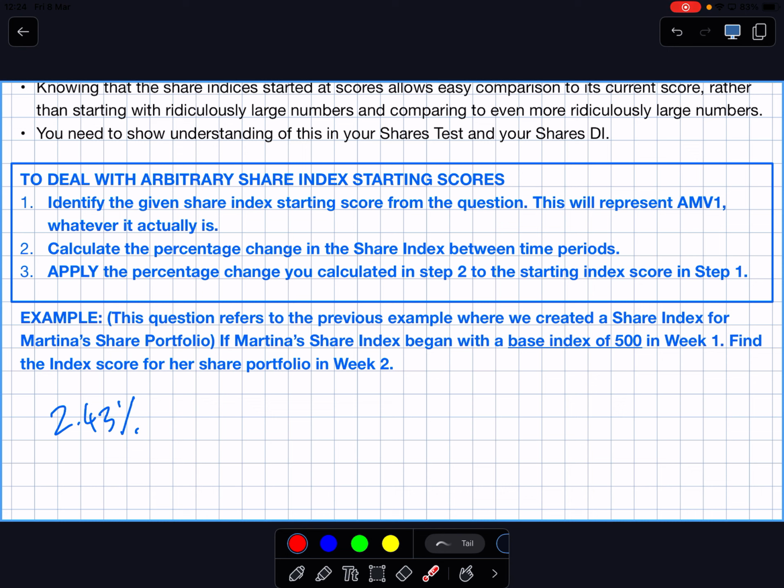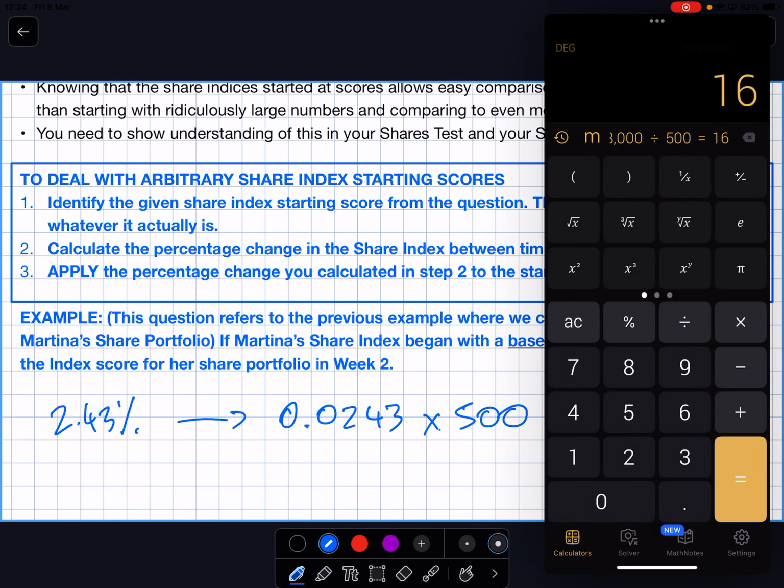So if my question in the test said, Martina's share index began with a base of 500 in week 1, how do I find what it would be in week 2? Well, I need to find what 2.43% of 500 is. What's 2.43% as a decimal? 0.0243. Good. And if I want to find 2.43% of 500, I times that decimal by 500. That's going to spit out 0.0243 times 500, which is 12.15.